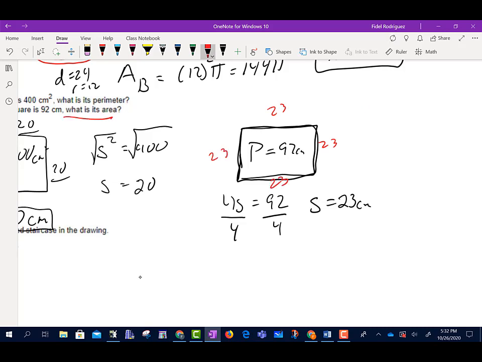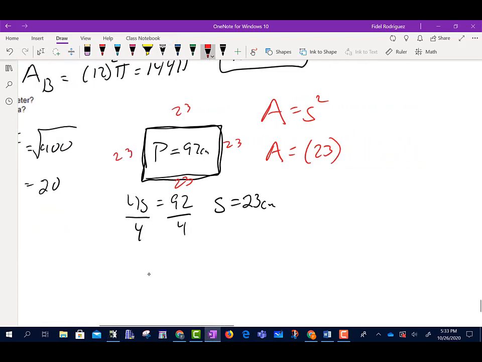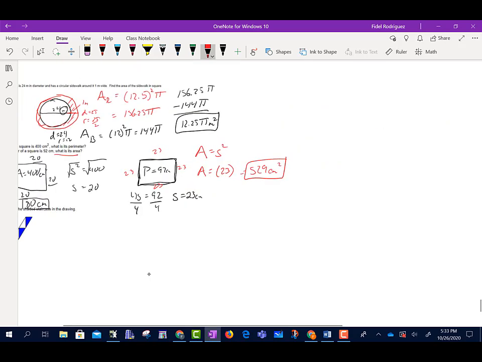Now we're trying to find the area. So the area says take that side and square it. So if I take my calculator and say, what's 23 squared? I'm coming up with 529 centimeters squared.